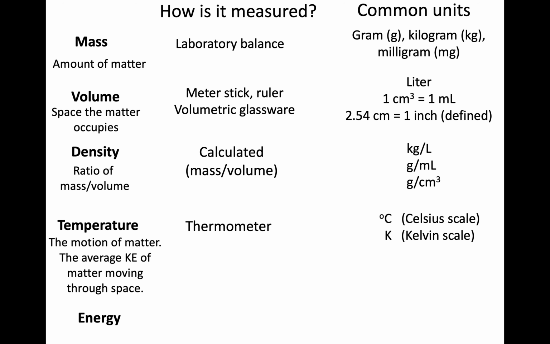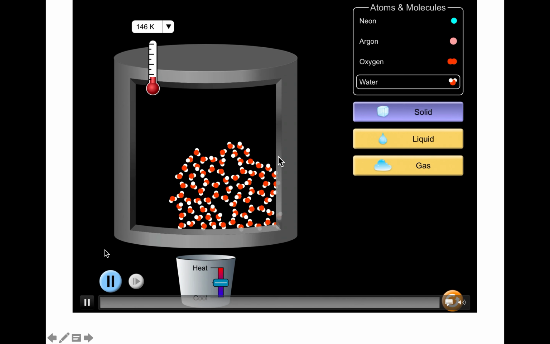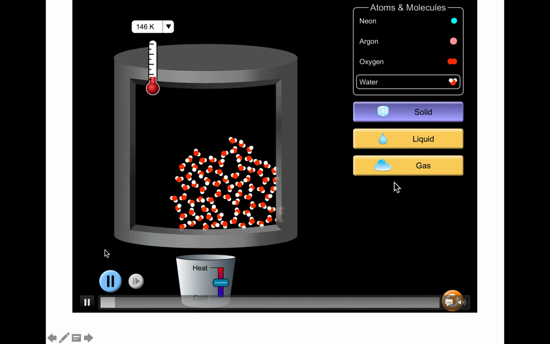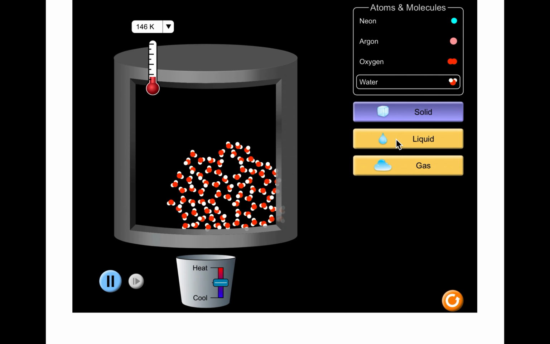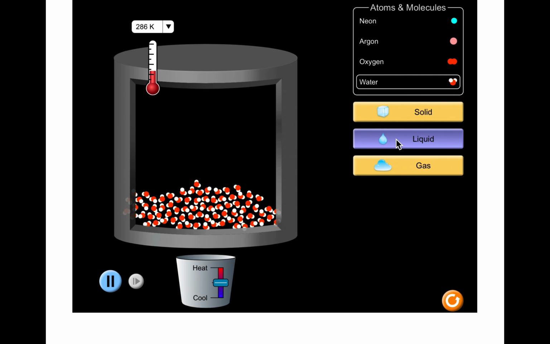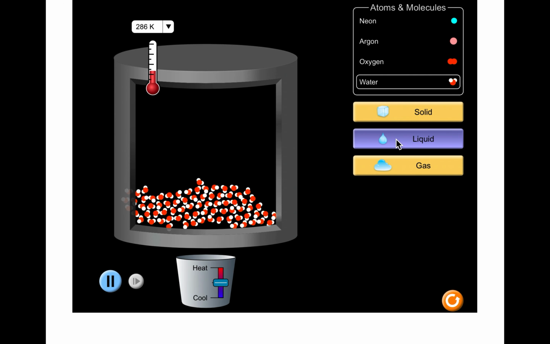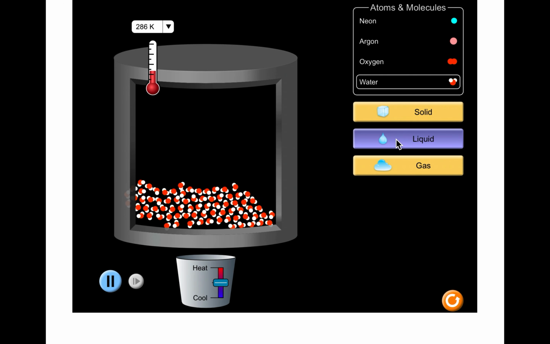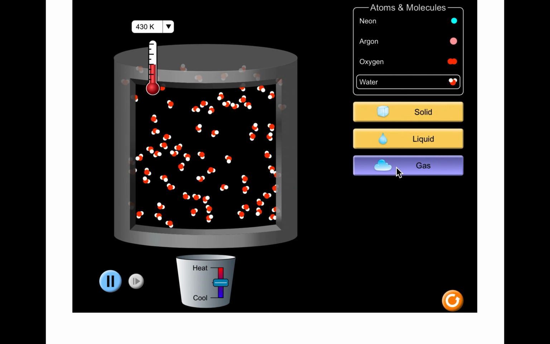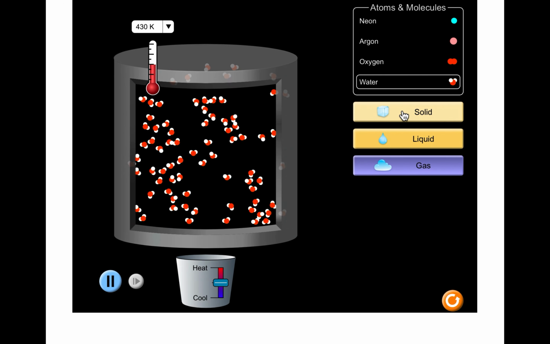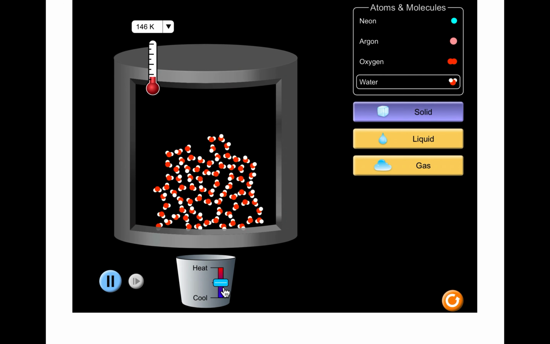Temperature is measured with a thermometer or some other temperature probe. Units to be familiar with will be the Celsius scale and the Kelvin scale. Recall that the temperature is a reflection of the motion of the matter. Here we see H2O as ice, H2O as a liquid, H2O as a gas. Notice with each of those we are changing the position, so we are changing the potential energy.